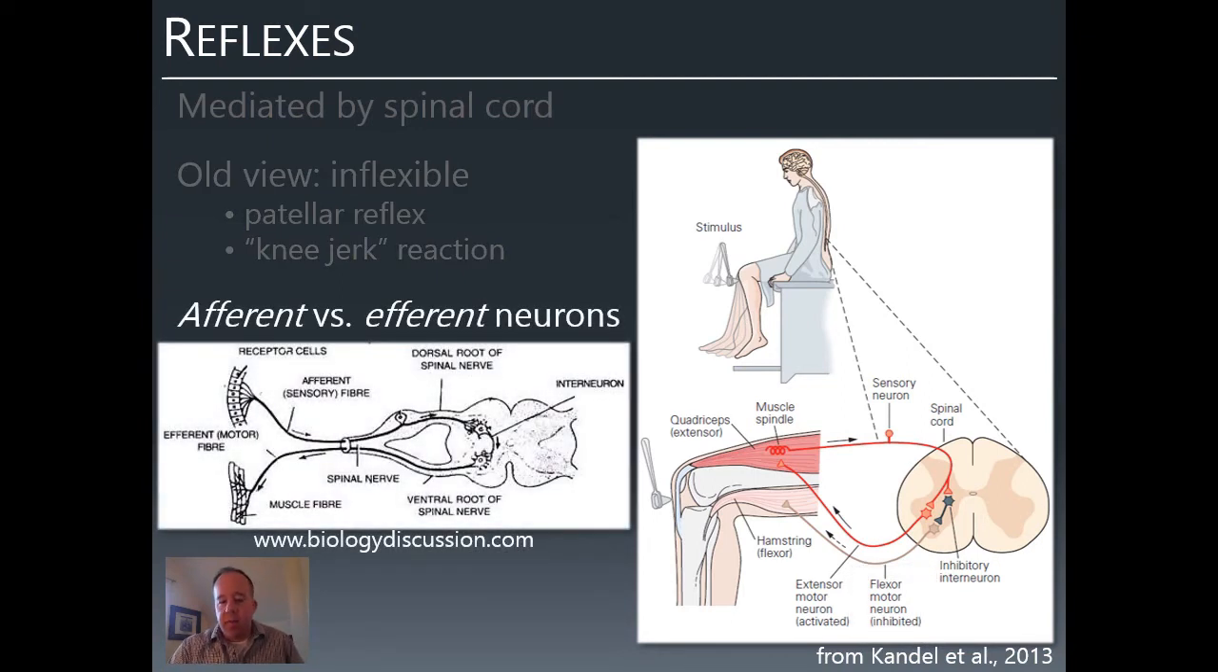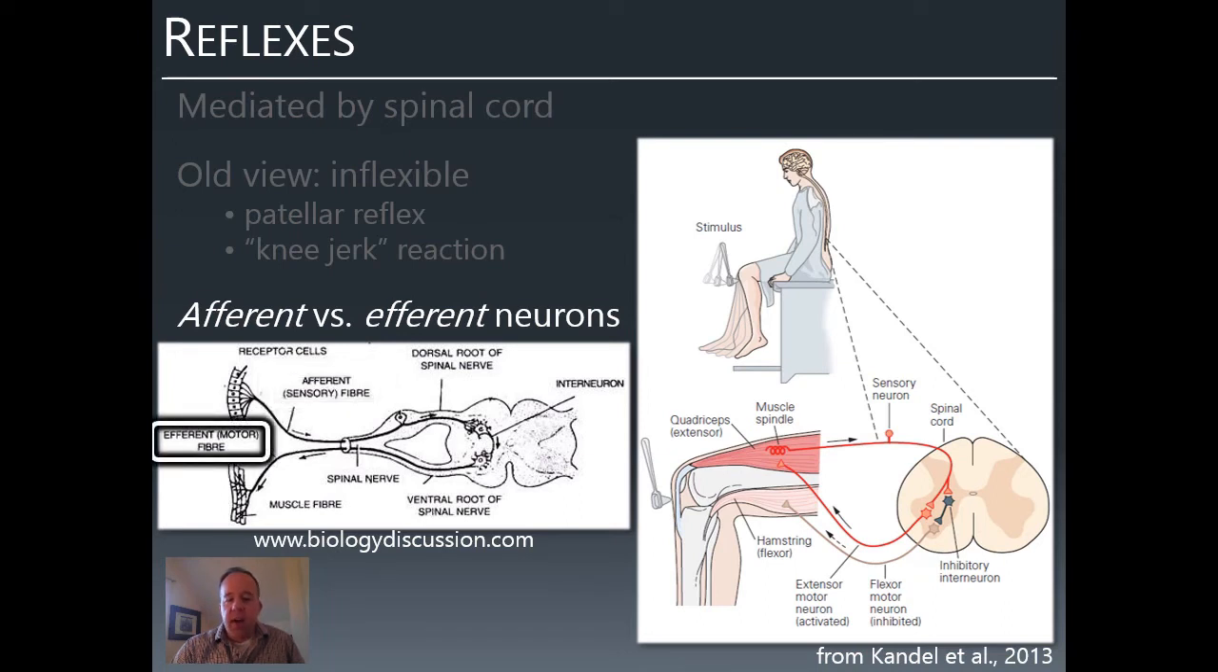When we're talking about reflexes, there's a couple of terms that are important to know. One is afferent, A-F-F-E-R-E-N-T. And so afferent means carrying information toward the central nervous system. So in this case, a sensory neuron is afferent. It carries information about the state of that muscle to the spinal cord, to the central nervous system. Neurons that go to the brain from the spinal cord are also afferent because they're going toward the brain. So afferent means carrying information into the central nervous system.